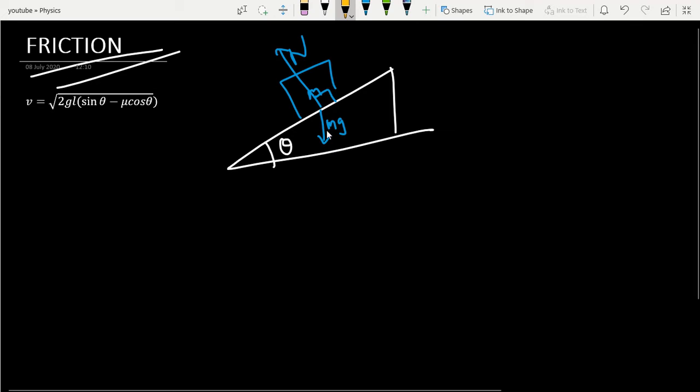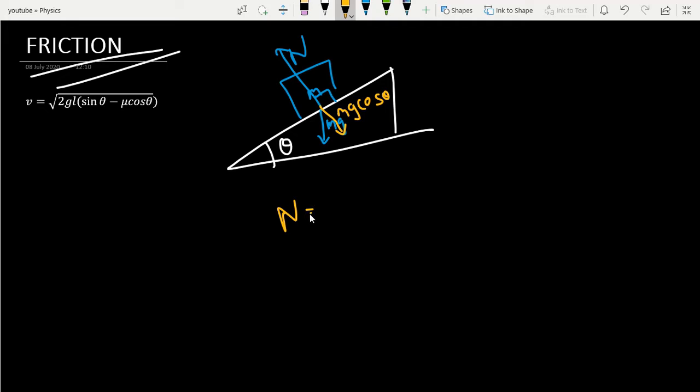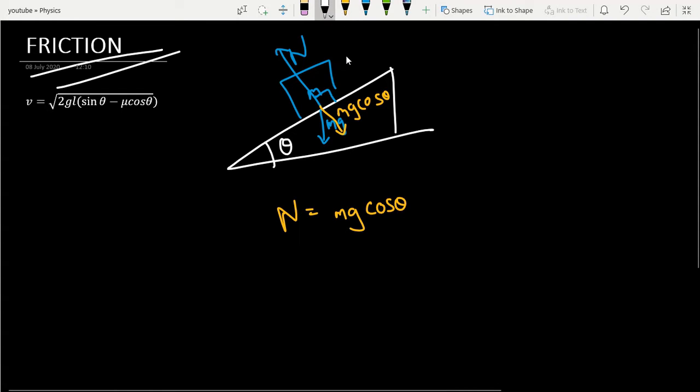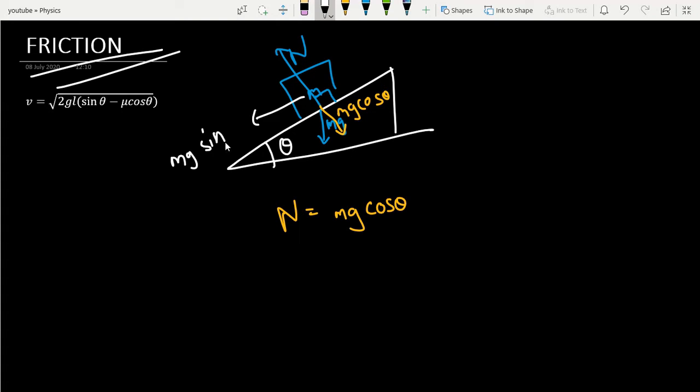So if we resolve mg, we will get mg cos theta. Okay, so we got n is equal to mg cos theta. Simple. Now let's see the other forces acting. If we resolve mg, the mg along the incline would be mg sine theta, and over here friction will be acting, because the body would be going downwards, so the friction would act opposite to the motion, and the acceleration is in this direction.